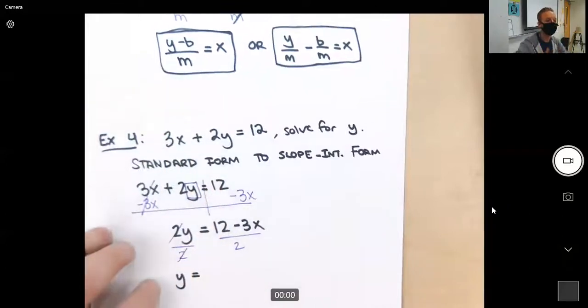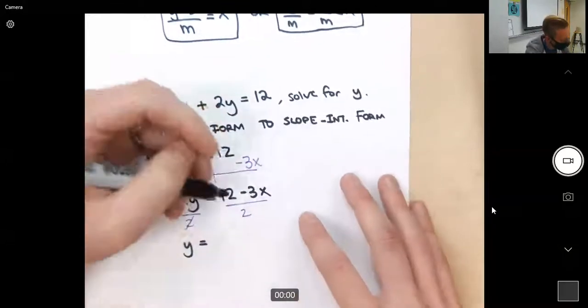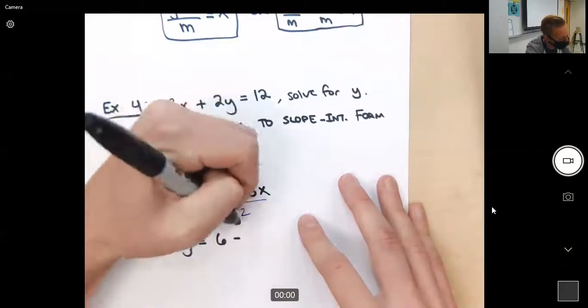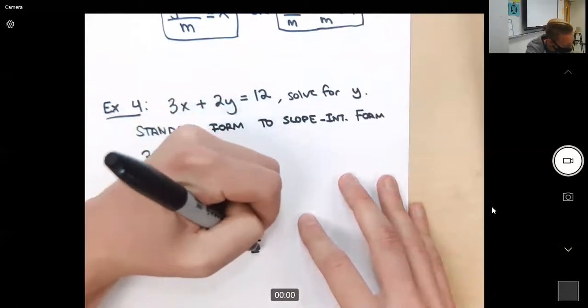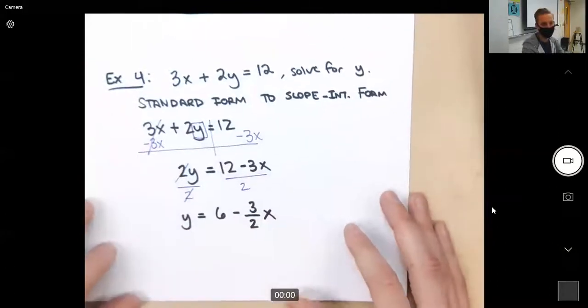Now, for these, we're going to go ahead and just simplify each one. We get 12 divided by 2, which is 6. Minus 3 is not divisible by 2 evenly. So we get minus 3 over 2x.